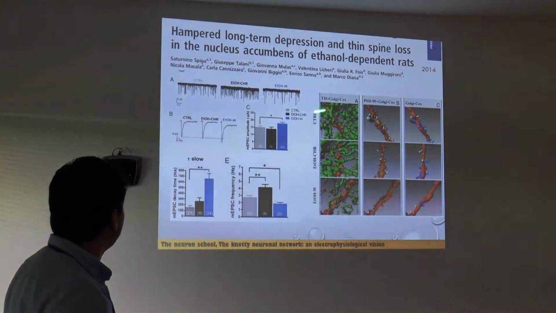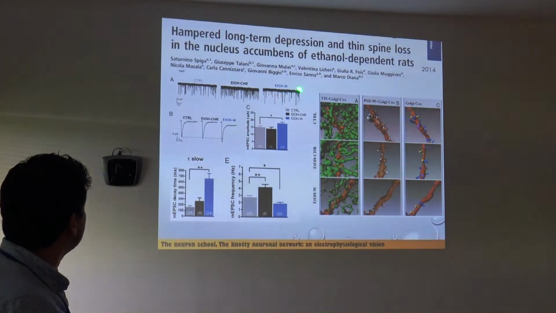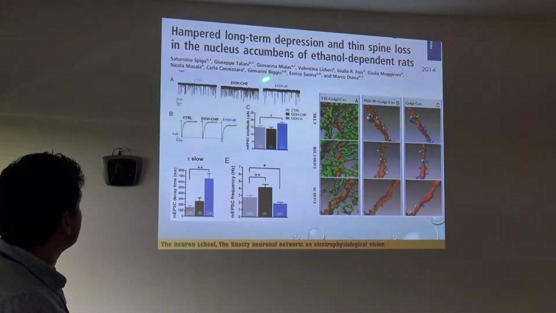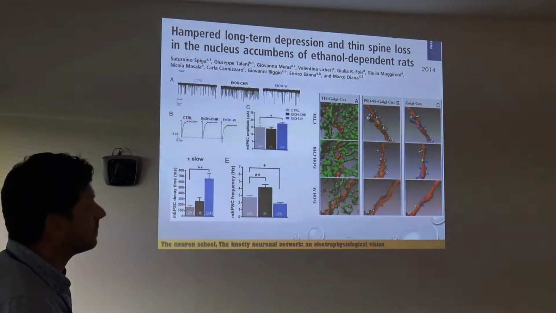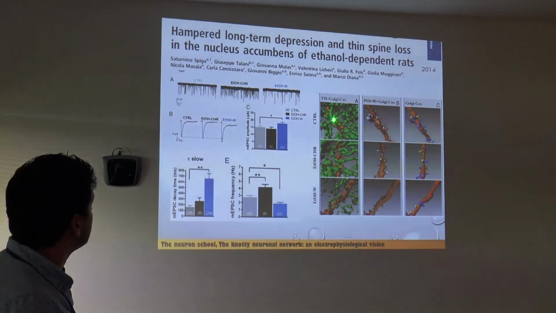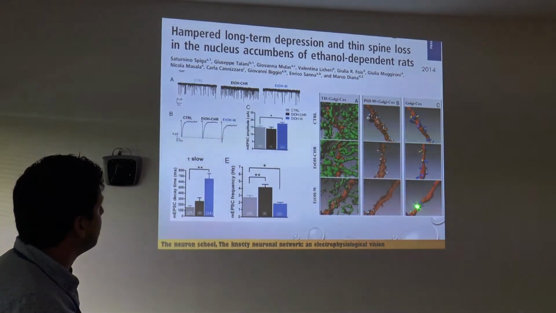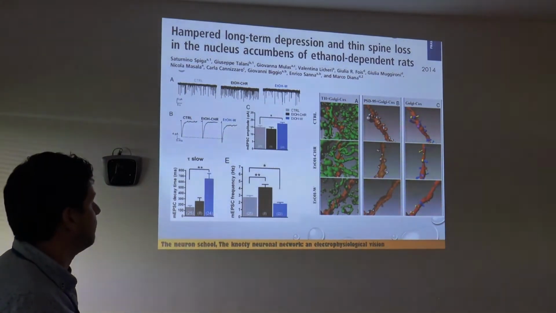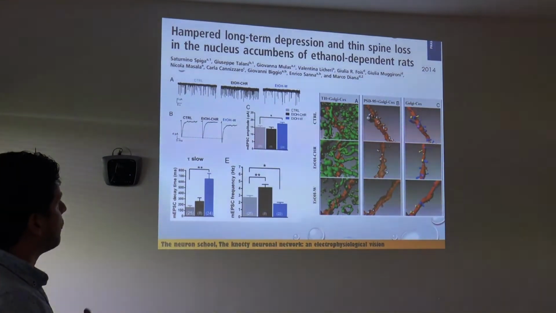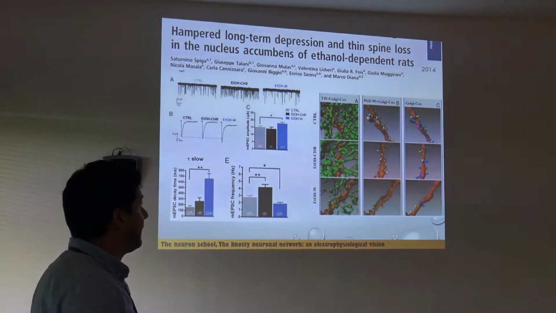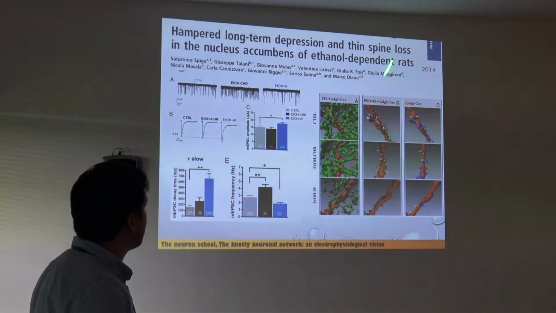We published a paper here in which we demonstrated that animals that are withdrawn from ethanol consumption have a decrease in the frequency of AMPA-mediated currents. Okay? And this decrease, as you can see here, is parallel to the decrease of dendritic spines, the long-thin spines, in medium spiny neurons in the nucleus accumbens. So again, this is a really easy study that can allow you to publish in important papers.